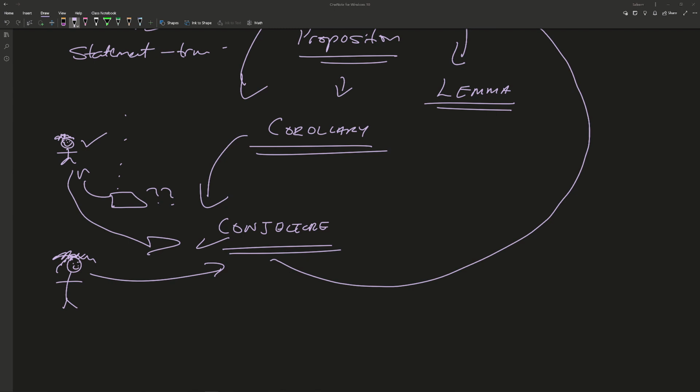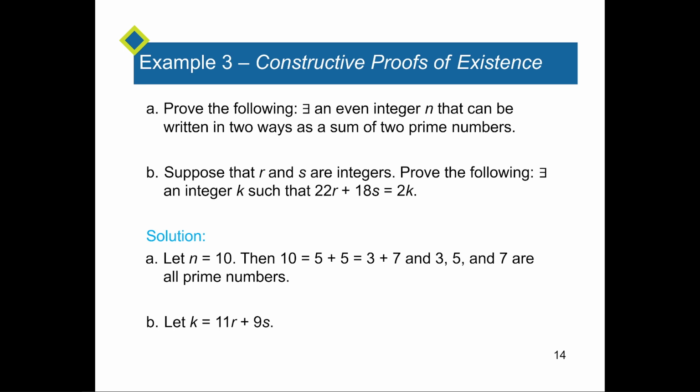So let's get back to what we want to do, and that is construct some proofs, right? We want to prove the following: that there exists an even integer n that can be written in two ways as the sum of two prime numbers. So this is one way using a direct proof. We let n be equal to 10 because it's an even integer. Then 10 is equal to what? 5 plus 5, which is the same thing as 3 plus 7. And 3, 5, and 7 are all prime numbers. So this is true. So this is one way of doing a proof, right?